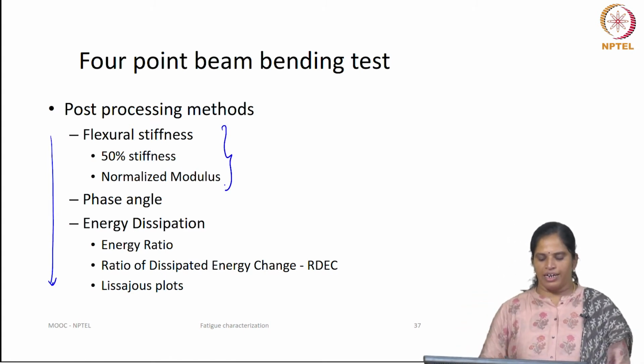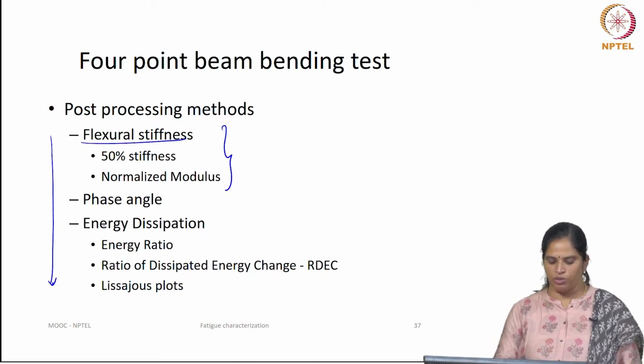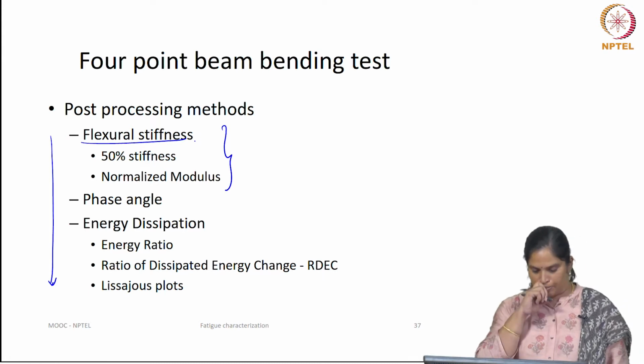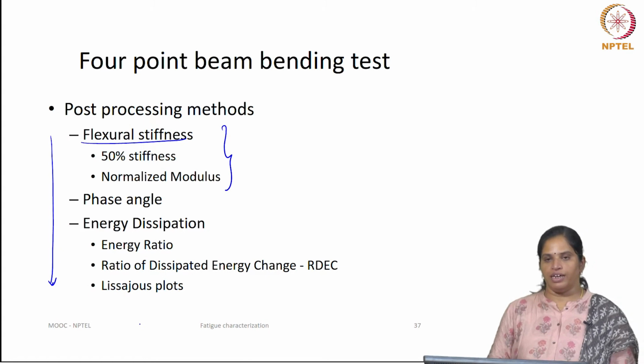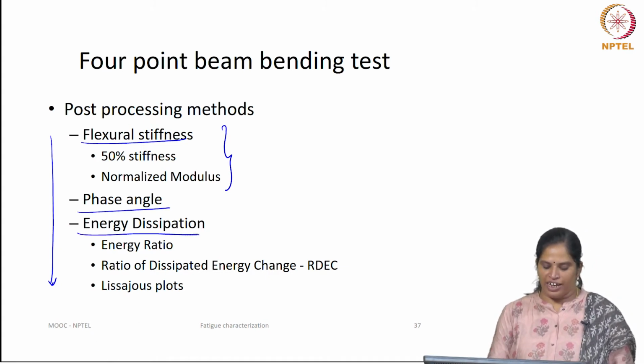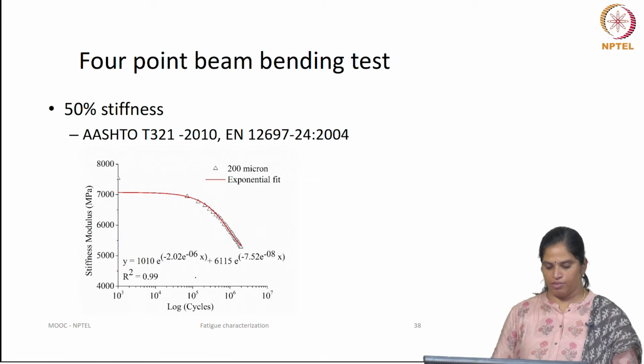It can be broadly classified under 3 groups. One is determining the fatigue life based on the flexural stiffness, determining the fatigue life based on the phase angle, and then determining the fatigue life based on the energy dissipation. So, we will see in detail how these post-processing methods work.